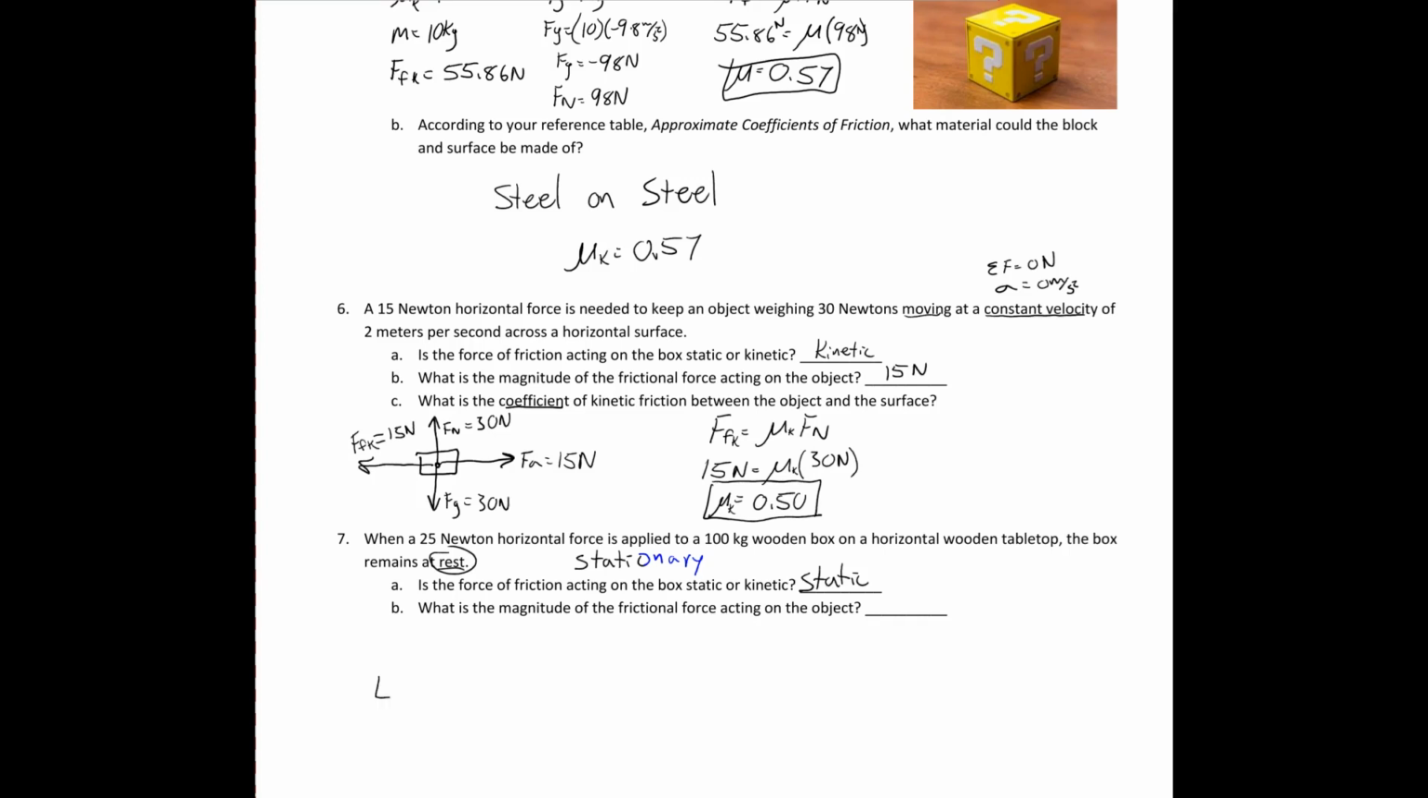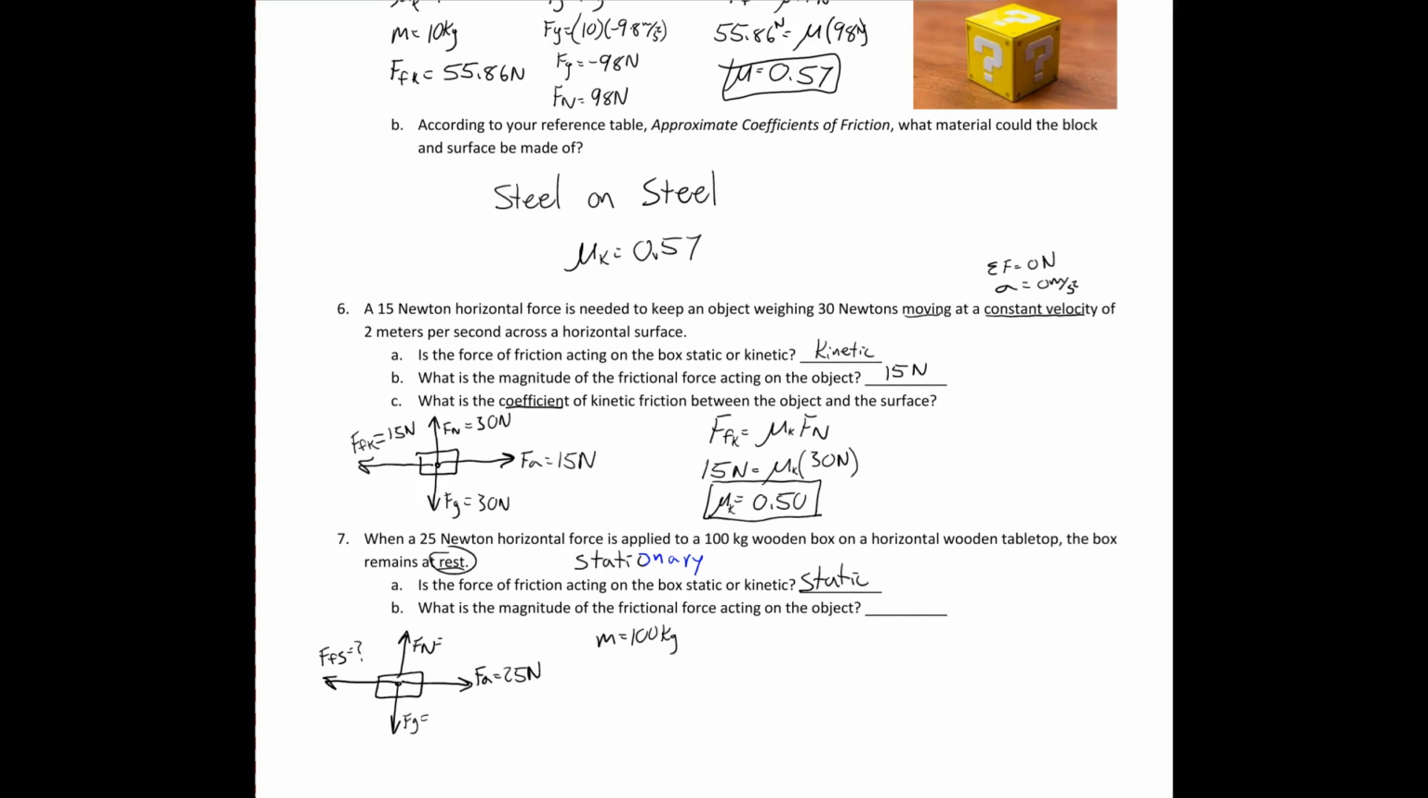Okay. Let's draw ourselves a free body diagram. What information did they actually give us? We have a weight and a normal force, and what's happening? A 25 Newton force is being applied. So Fa is 25 newtons, and it's a 100 kilogram box. So that's enough information to find Fg. The box remains at rest, so we know there's a force of friction opposing this applied force, and we said it's the static force of friction because it's not moving. We don't know what that is yet, but we can figure it out. That's what they want to know.